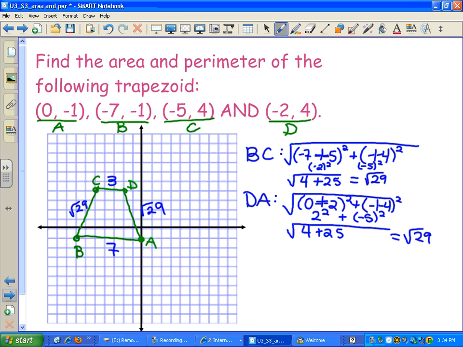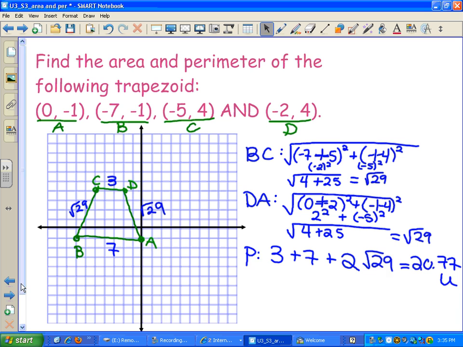So if I'm going to find the perimeter, I have 3 plus 7, plus I have 2 square roots of 29. So when I put that on my calculator, 3 plus 7 plus 2 square roots of 29, I end up getting about 20.77 units. So there we go. There is the perimeter of that trapezoid.